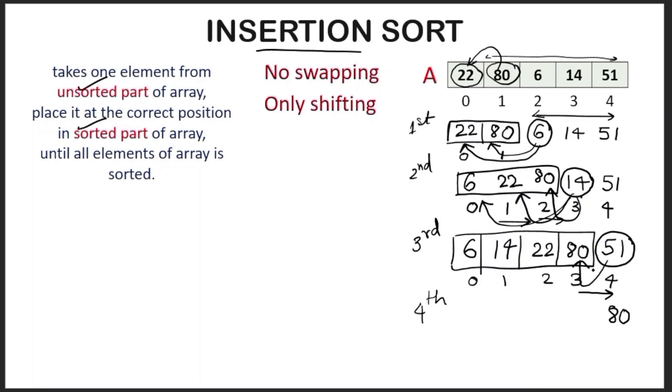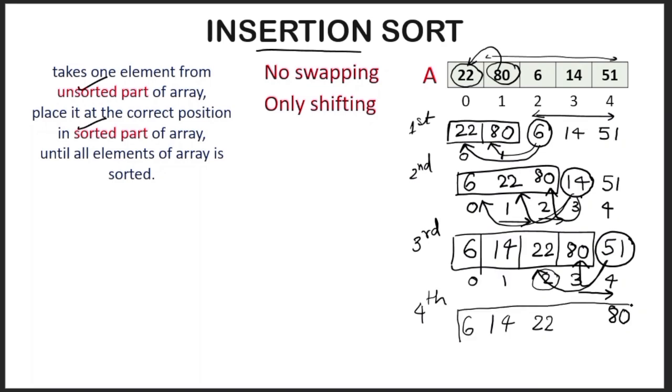Now we will compare 51 with 22. Is 51 smaller than 22? No, 51 is not smaller than 22. So 22 will not shift one place to the right. It will remain at its place, at index 2. Further, we are not going to compare with the other elements. Why? Because it is already sorted. If something is not smaller than 22, then it will also not be smaller than 14 and 6. So these elements will remain at their places.